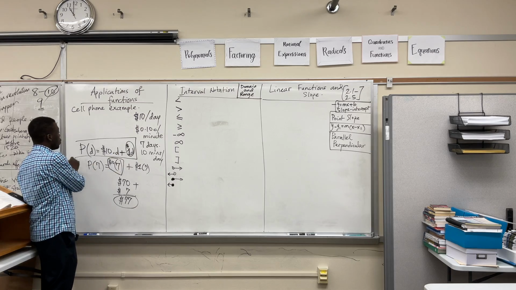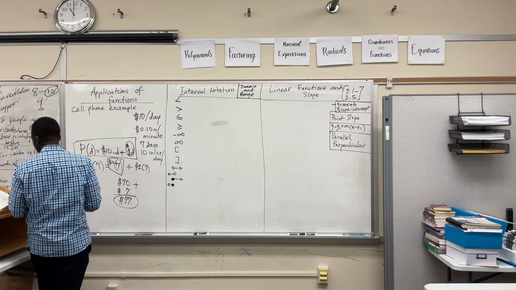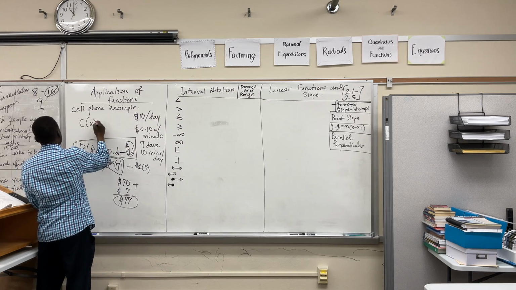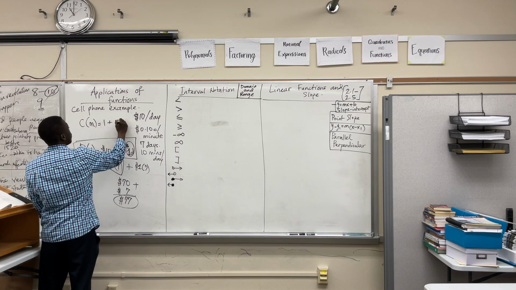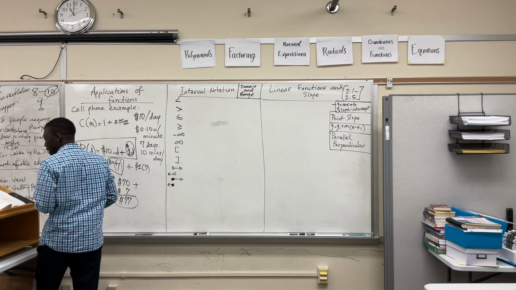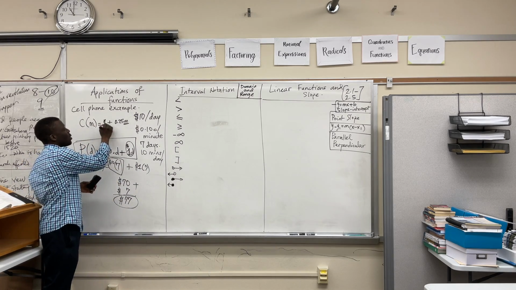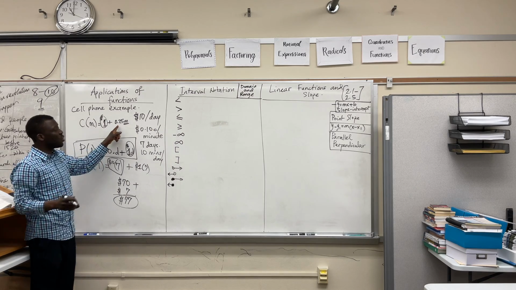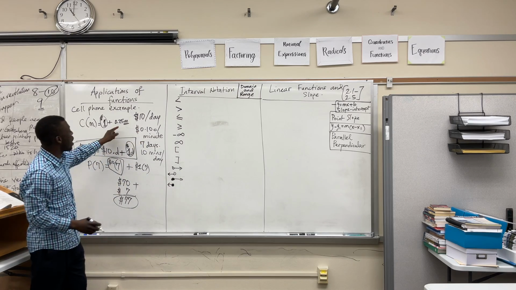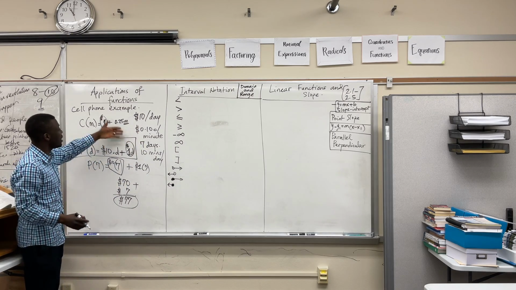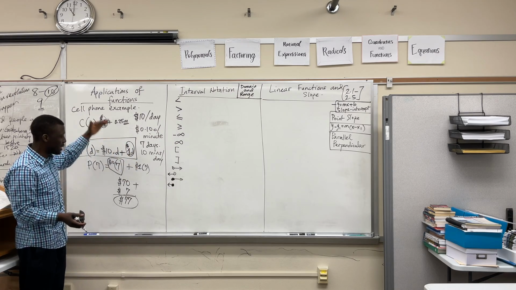We can write a function to describe phone usage when you travel overseas. Now, your book gave you the example of C of M is equal to 1 plus 0.25 M, which is simply saying that you need to pay $1 to connect to this service. That's what this one is. And then you're going to pay 25 cents per minute for making calls. So depending on how many minutes you use, you just add $1. That's how much you owe the phone company. Isn't that pretty practical? I think it is. This is a practical example of functions.